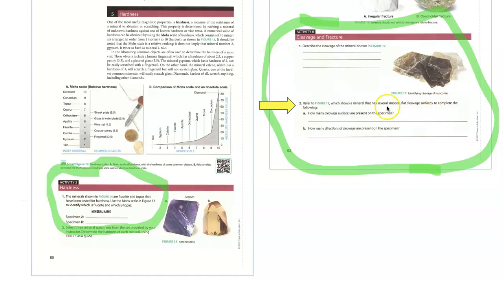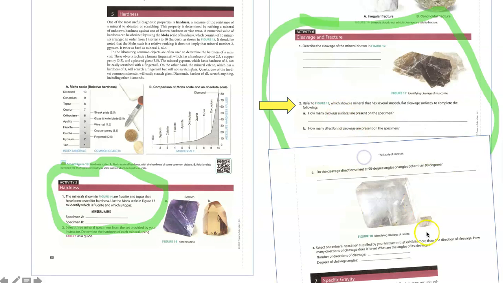Then you're going to go on, and it says look at figure 18, which is the next page. I just put it here. And figure out how many cleavage surfaces it has and how many directions of cleavage there are. Finally, the last question, again, asks you to refer to one of the minerals in your set. So I'd like you to go ahead and use sample 1 for this particular question here.